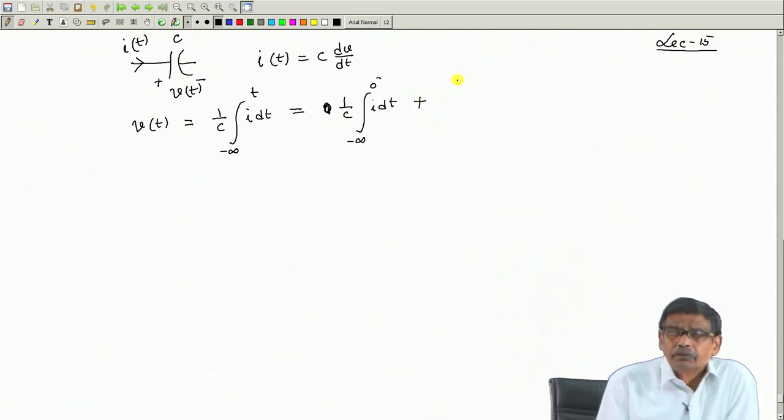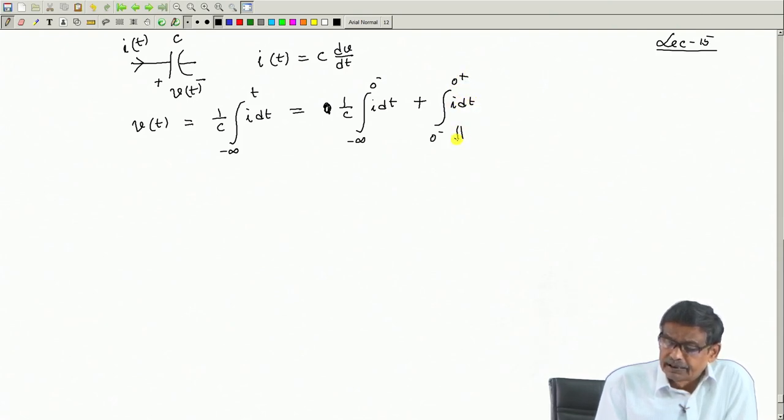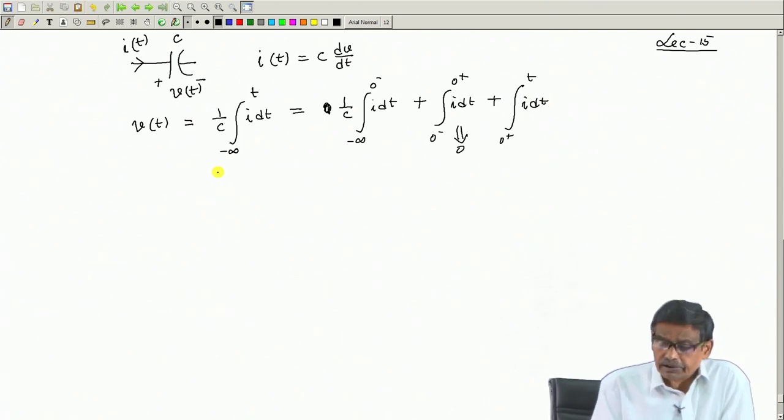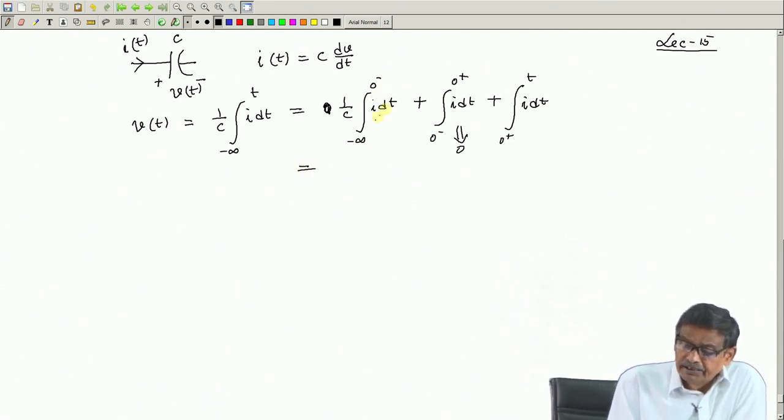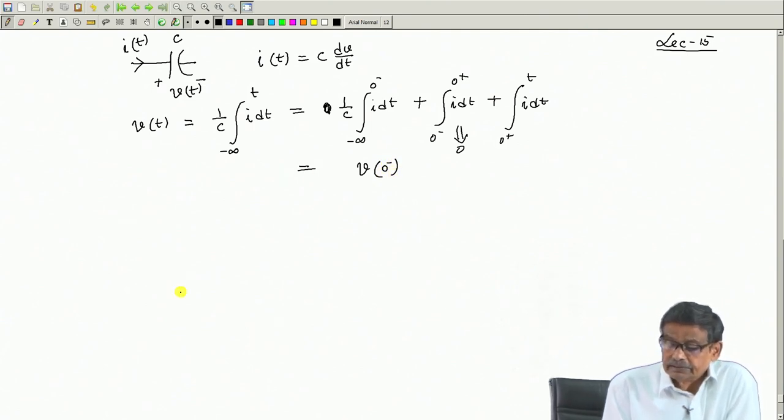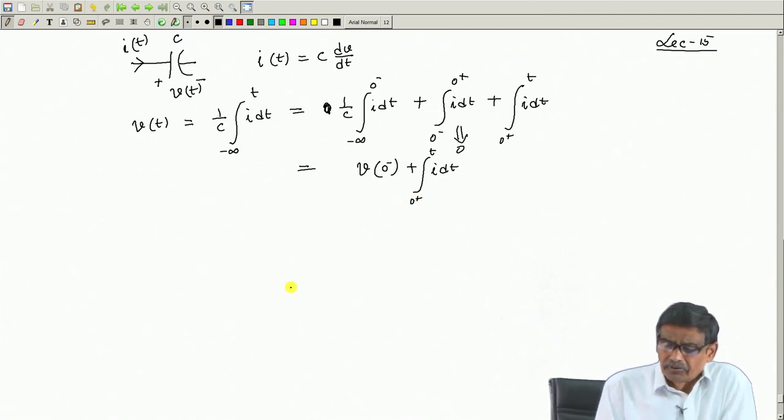And then 0 minus to 0 plus, for a reasonable current source, that will be 0. Whatever is there from 0 minus to 0 plus vanishes in fact for a reasonable current waveform. And then from 0 plus to t of I dt. This is a very famous and important equation, every bit of it you try to understand. And then this being 0, this previous history will be encrypted in this number V 0 minus, and that is all. And then plus the integral from 0 plus to t of the present current that you are giving, and this 0 plus now can be treated as 0 for all practical purposes.